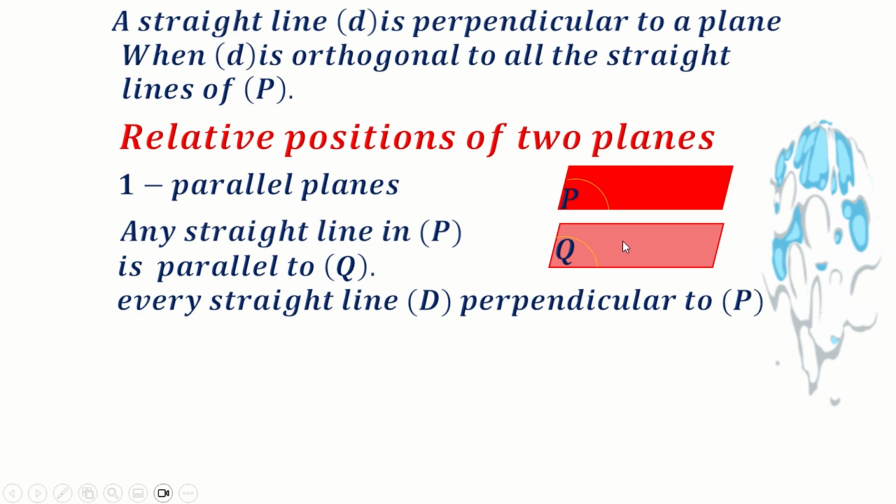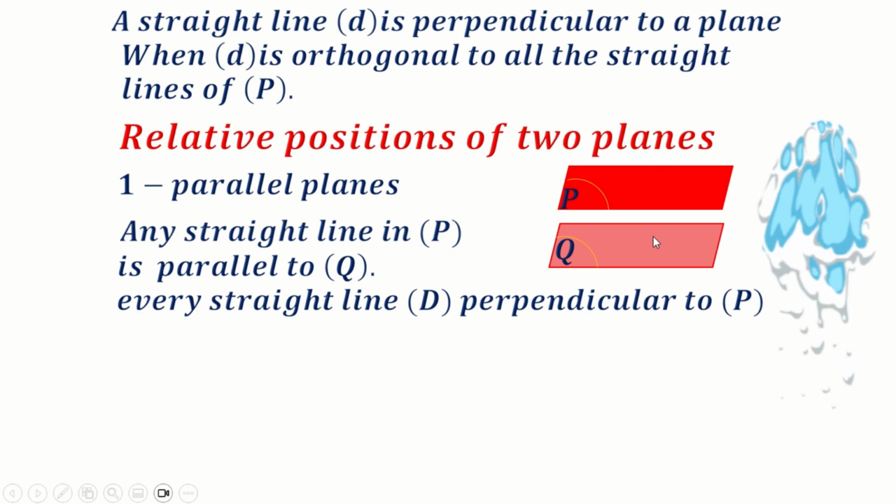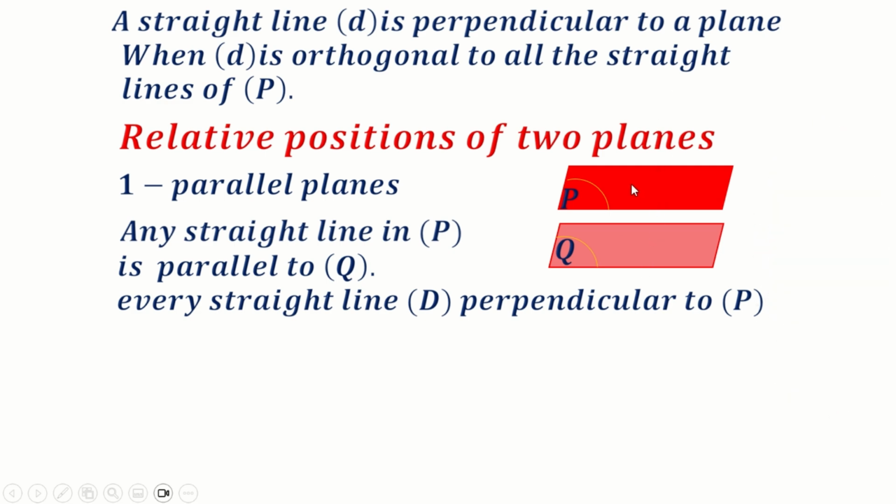If two planes are parallel, every straight line perpendicular to one of them is perpendicular to the other because we can construct in P two intersecting straight lines parallel to two intersecting straight lines in Q. Since D is orthogonal to these two straight lines, it is orthogonal to their parallels. Then it is perpendicular to Q.